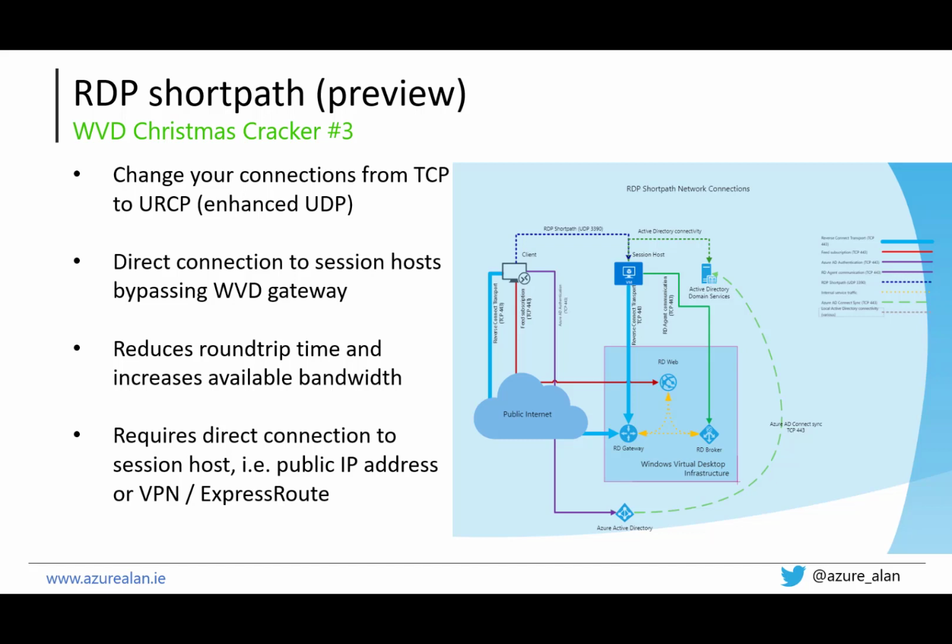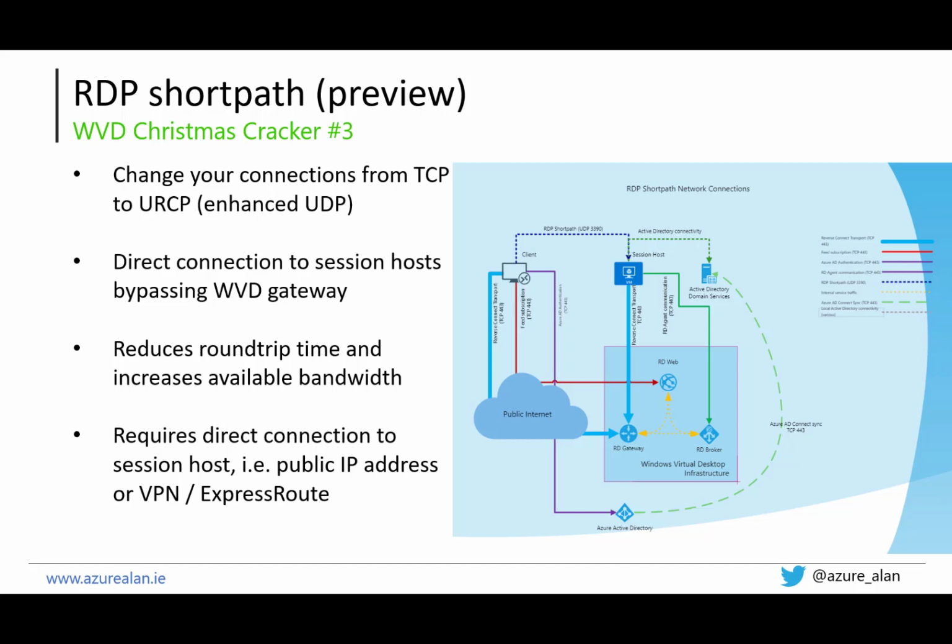What this does is it changes your connections from a TCP based connection to a URCP based connection, which is basically an enhanced version of the UDP protocol. It is a direct connection to your session host, so it bypasses that Microsoft managed Windows Virtual Desktop Gateway service. So instead of going through that gateway, you are now connecting directly to your session hosts. Therefore, that reduces the round trip time and it massively increases the available bandwidth that you would have to your connections.